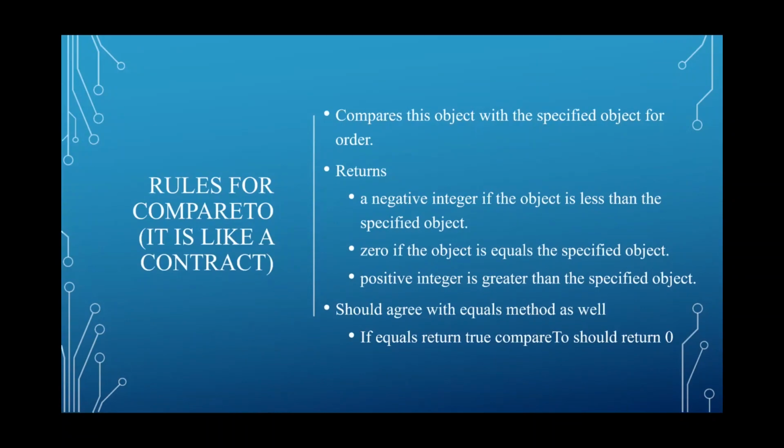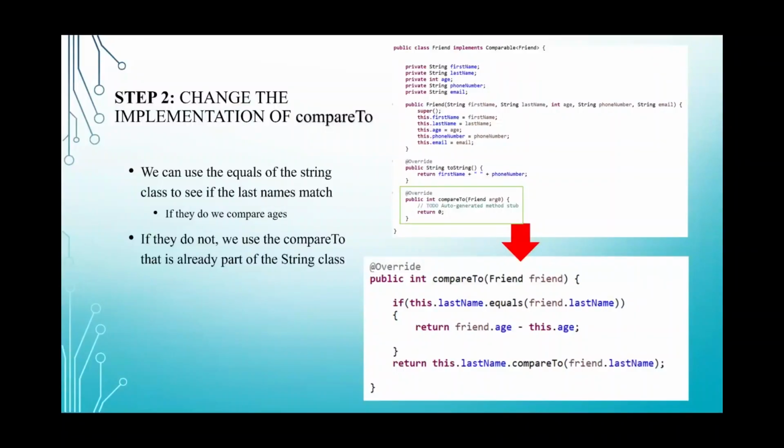So, rules for the compareTo. One, it compares the object with the specified object for order. Returns a negative integer if the object is less than the specified object, a 0 if they're equal, a positive integer if it's greater than the specified object. Should agree with the equals method as well. If equals returns true, compareTo should return 0, because that means we have a match. We have two entities of the same criteria. If you are comparing last names, then two entities of the same last name. Two entities of the same first name if you're comparing first names, and so on.